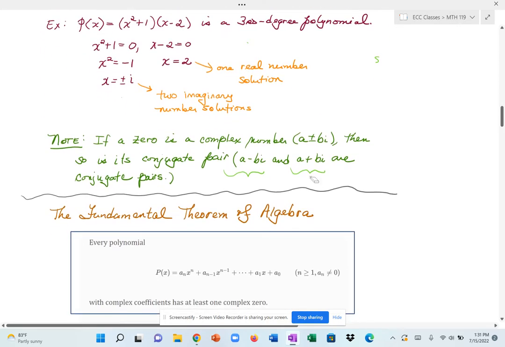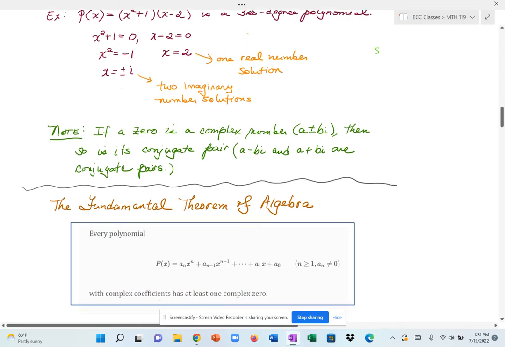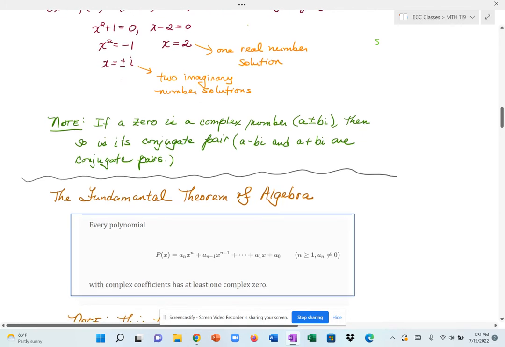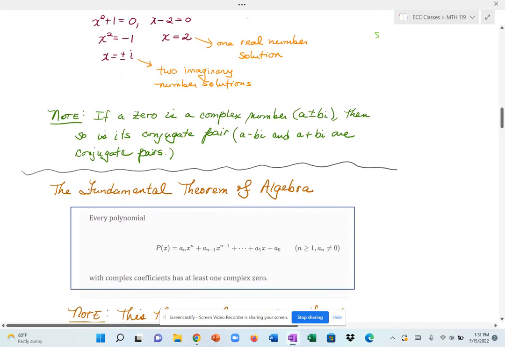All right, so now we'll talk about the fundamental theorem of algebra. It says every polynomial of the form p of x equal to a sub n x to the n plus a sub n minus 1 x to the n minus 1, etc., all the way to a sub 1 x to the first plus a sub 0, as long as your n is greater than or equal to 1, which means it has to be a linear function or higher, like quadratic, third degree, fourth degree, etc., and the leading coefficient is not 0.